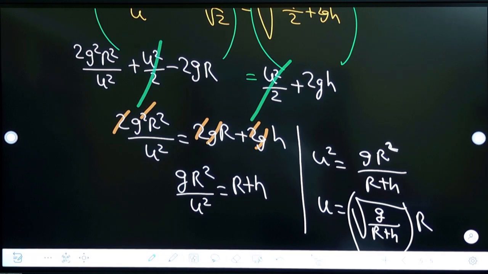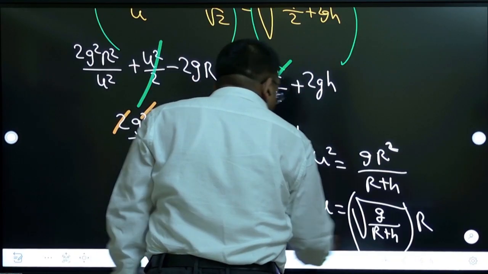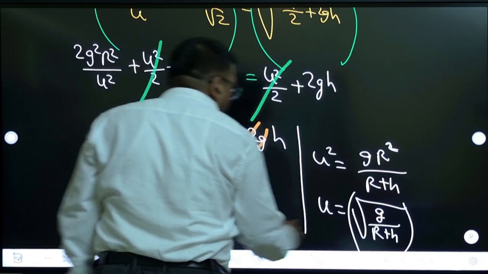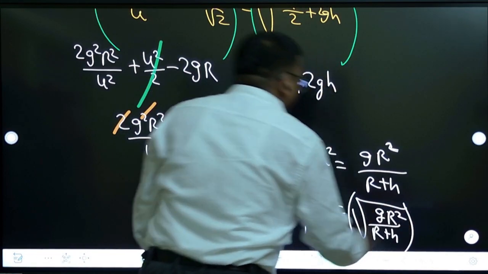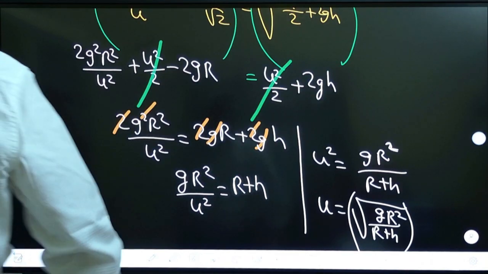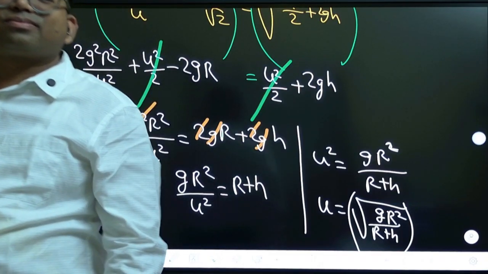Okay, they have kept the r inside the root only. Keep this r inside the root, don't take it outside. So the answer is root under g r squared by r plus h. Correct, that is the first option. So you can see the level of calculations.